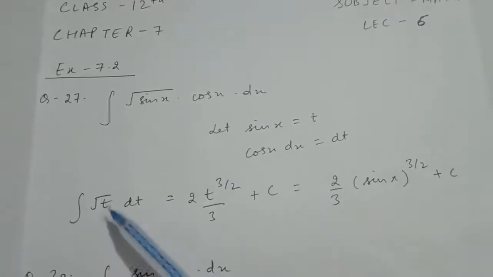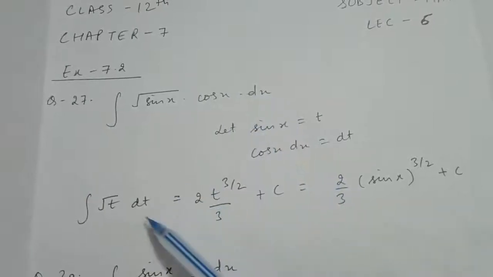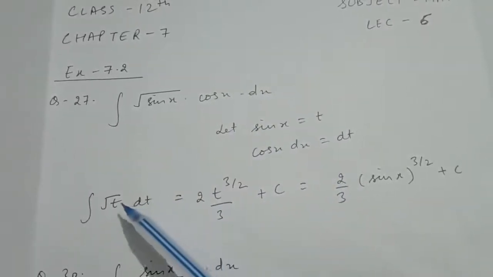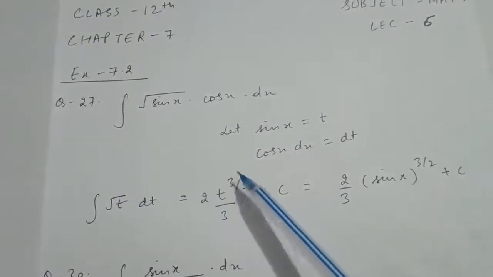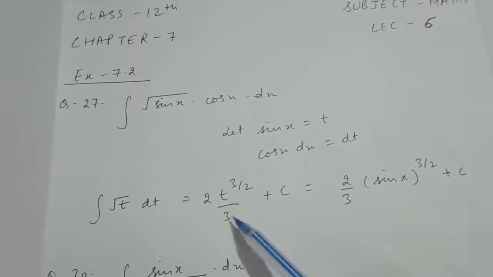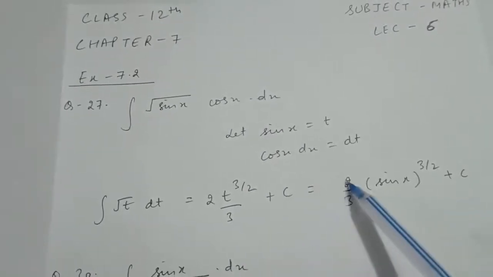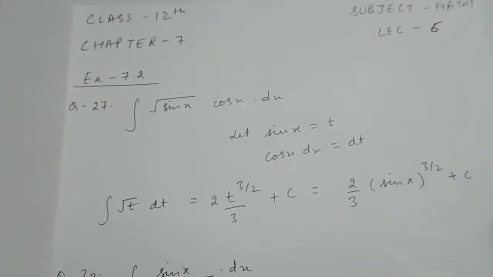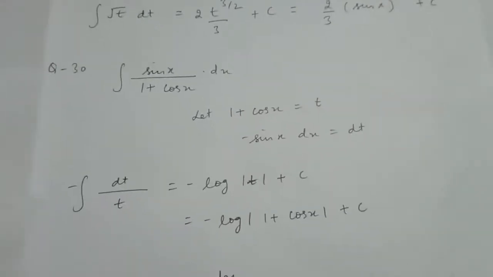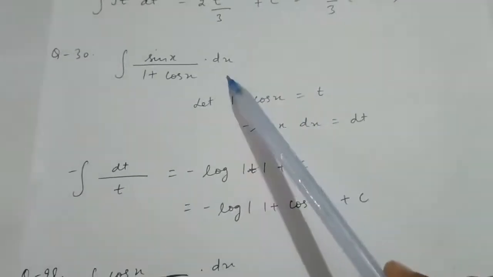So the integral becomes, in place of this, root t, and cos x dx is dt. Now this is equal to t raised to the power 1 by 2, whose integral is t raised to the power 1 by 2 plus 1, which is 3 by 2, upon 3 by 2, plus c. This is equal to 2 by 3, in place of t put sin x, raised to the power 3 by 2 plus c.